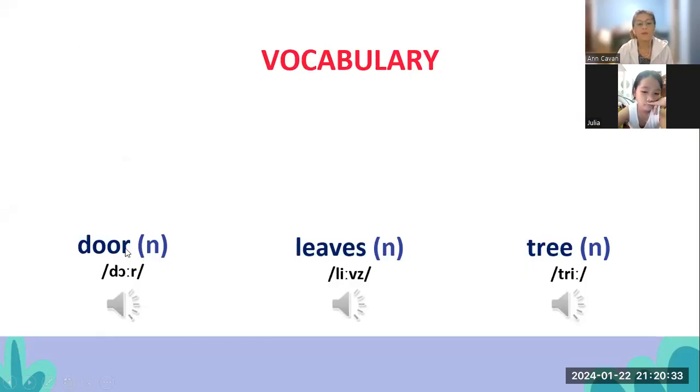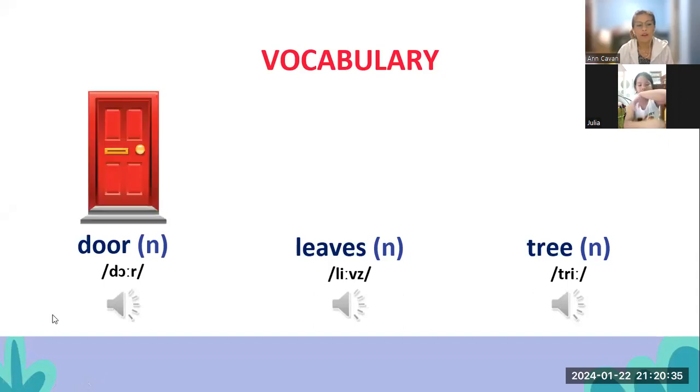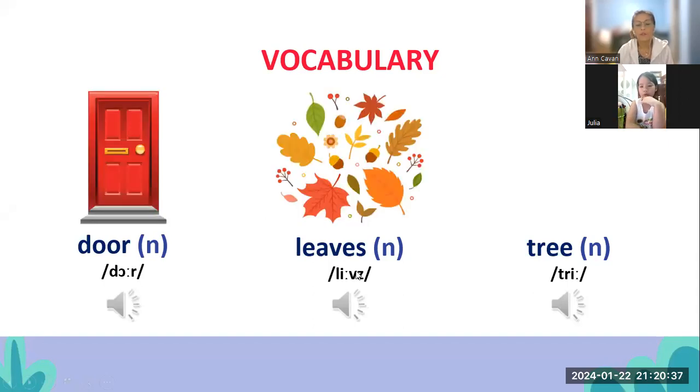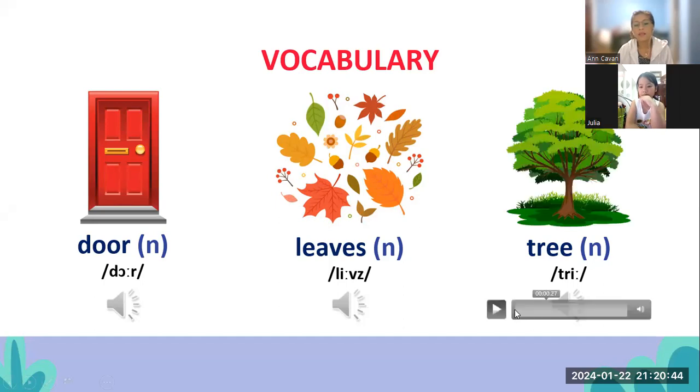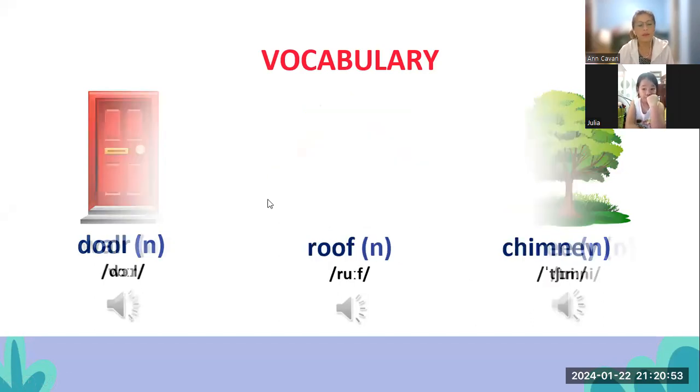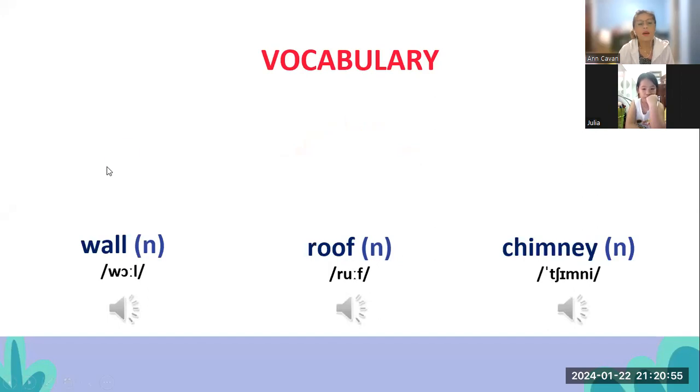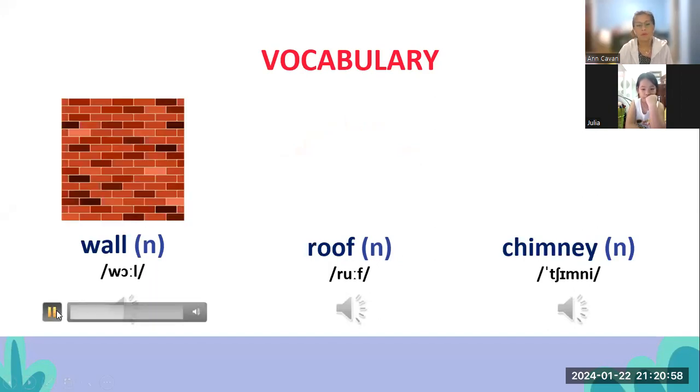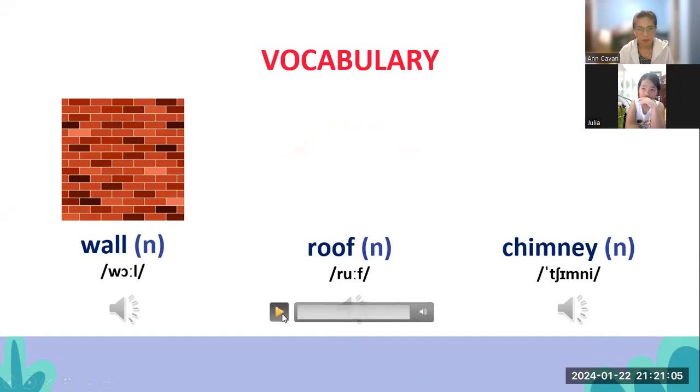Okay, we have the word door. Door. One, leaves. Leaf. This one, tree. Tree. Okay, the door, the leaf, and the tree. Okay, next one. We have the wall. We have the wall. Okay, next one, we have the roof.